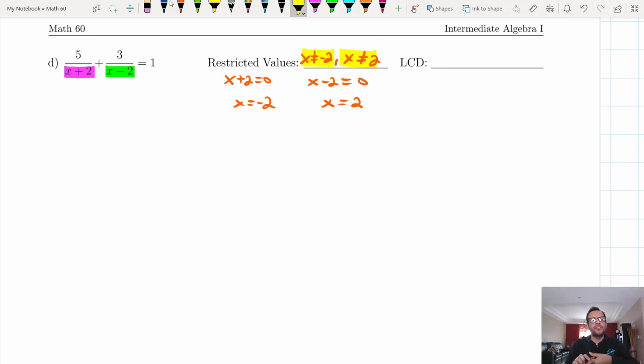So at the end of the solution to this equation, we are going to compare if any of the solutions happen to be one of these values. Hopefully not. All right, let's see. What would be the next step?